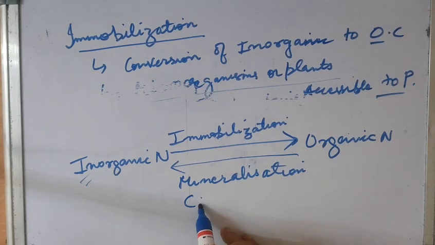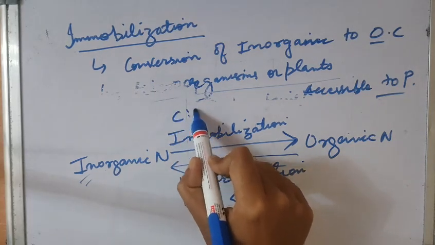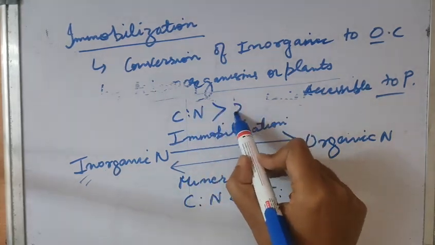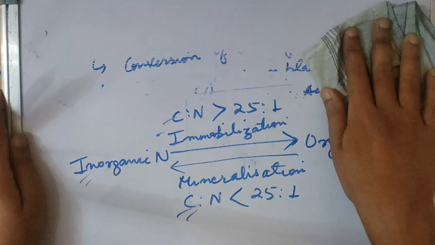So here, in mineralization the carbon nitrogen ratio is less than 25:1, and in immobilization the carbon nitrogen ratio is more than 25:1. So I hope you all understand it. So remember the carbon nitrogen ratio in both immobilization and mineralization.